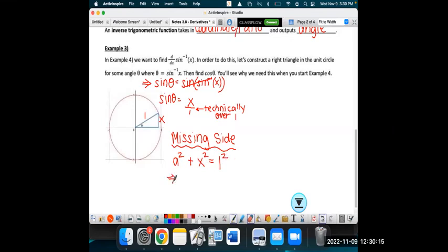So trying to get a, which is our missing side, by itself, we get a squared equals 1 minus x squared, or a equals the square root of 1 minus x squared. And we're just going to use the positive version of this measurement.